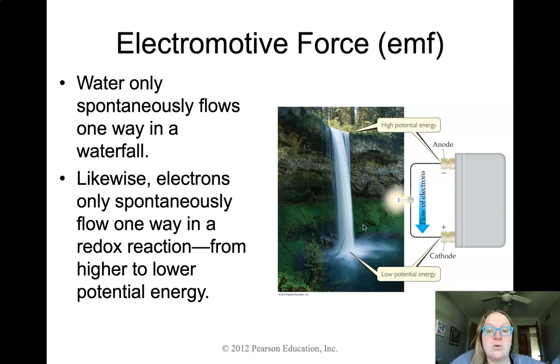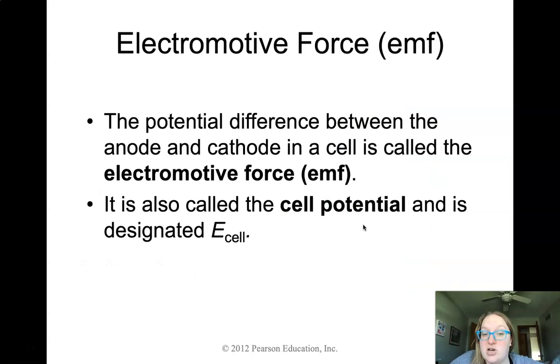So one of the things we want to learn how to calculate or interpret is the potential energy of any of our redox reactions. And we're going to call this potential difference between anode and cathode the electromotive force. So it's just a fancy term for the potential energy difference between an anode and cathode. We also refer to this as a cell potential, and more often than not, I will say cell potential, and we'll call it E sub cell.